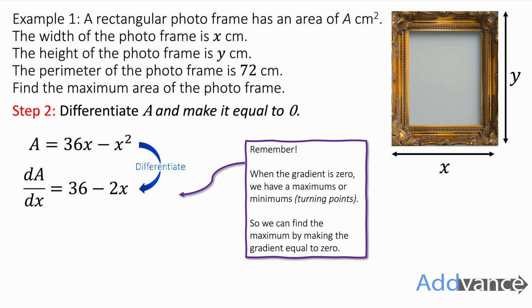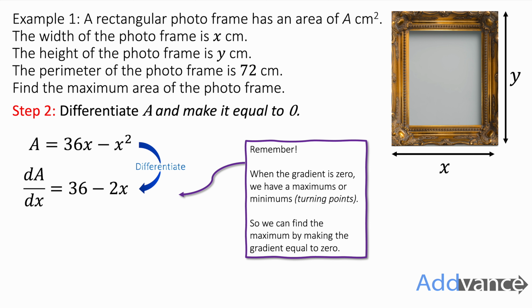And it looks like this. dA over dx is 36 minus 2x. If you don't know what I just did, you need to revise differentiation and watch my video on differentiation, which I'll link in the description below. If that made sense to you, we're okay, we can continue.